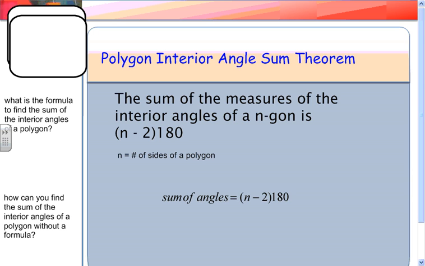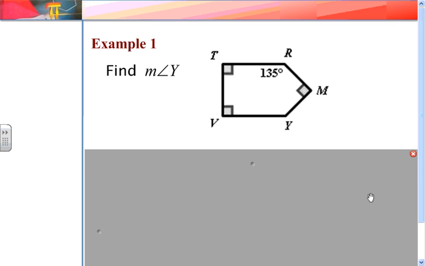All right, let's do a couple of example problems of how you are going to use this information. Example 1, let's find the measure of angle Y. So here we have polygon TRMYV, and what I want to know is the measure of angle Y right here. The first thing I'm going to look at is how many sides this polygon has. Well, let's see, we've got TR, RM, MY, YV, and VT. So we've got 1, 2, 3, 4, 5 sides.